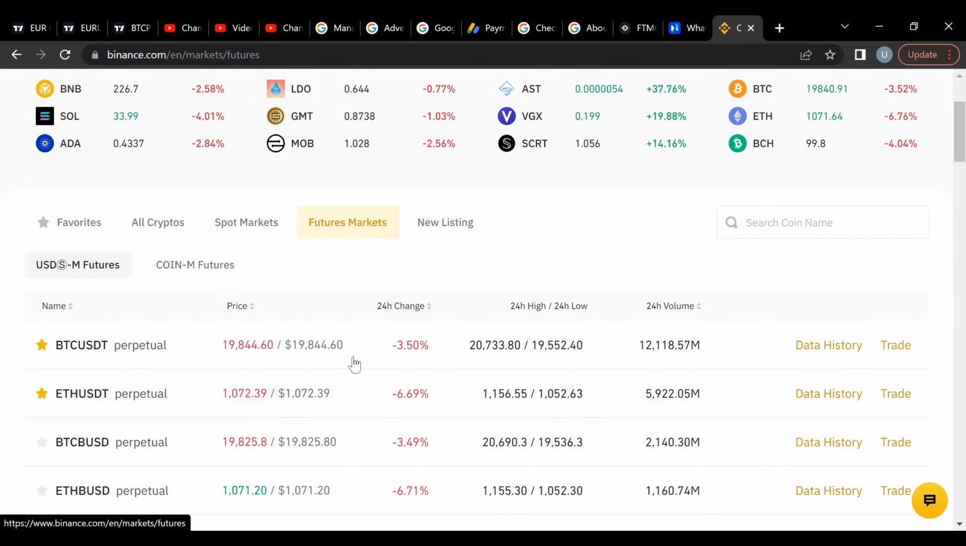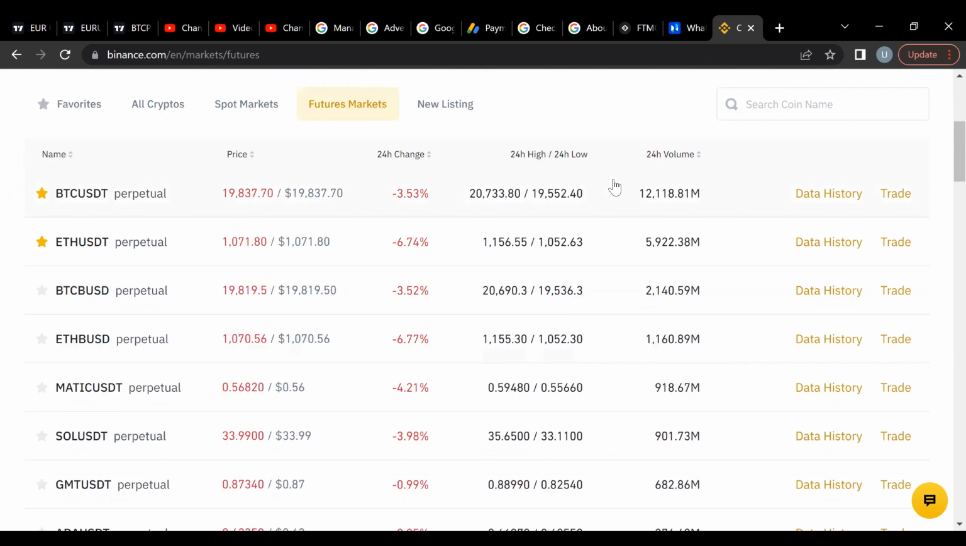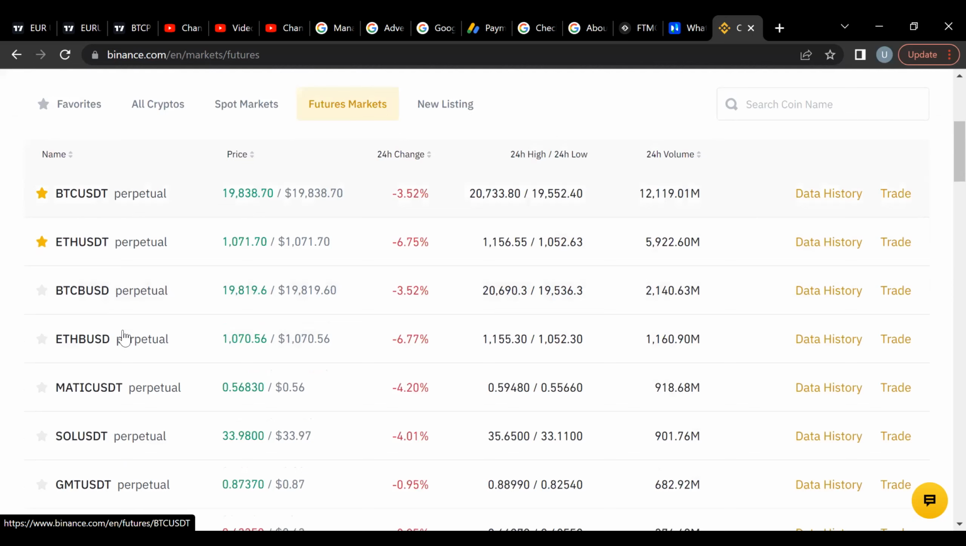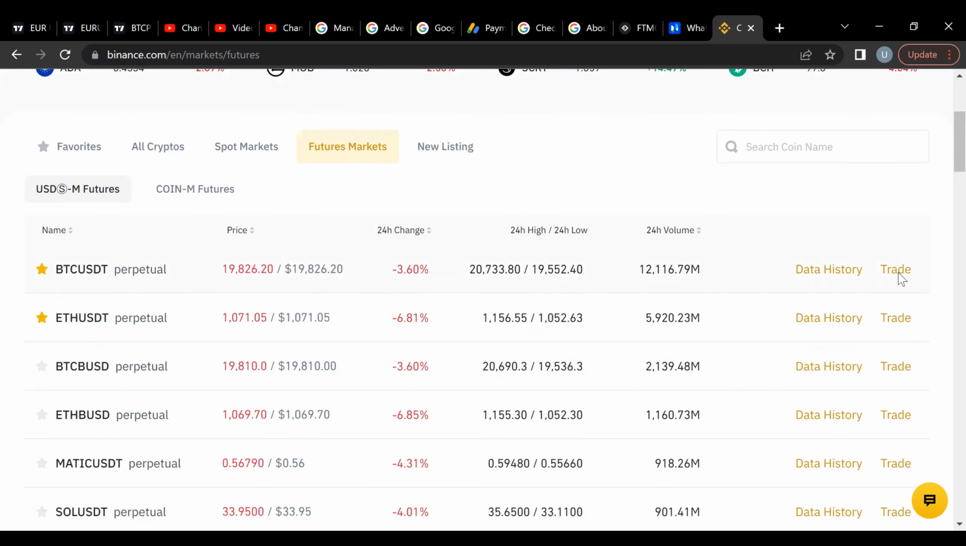Now, so it is the futures market. You can also tap on futures market, then pick any coin you want to trade on the futures market. You see that on futures, we are seeing perpetual, perpetual, perpetual. That's signaling that this is a futures contract, not spot. You're not buying it. It's just perpetual. You are just betting on the price increase or decrease. You are not holding it. Now let's tap on trade so that I can take us to the trade page.